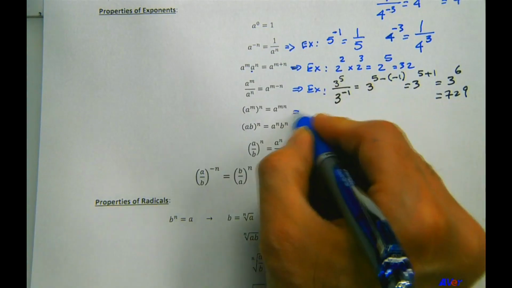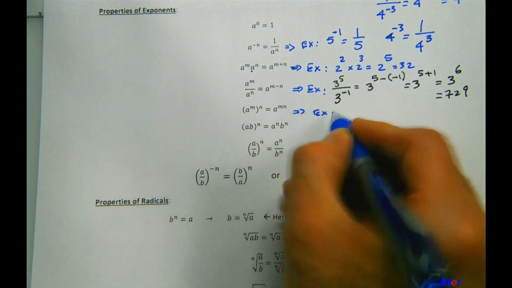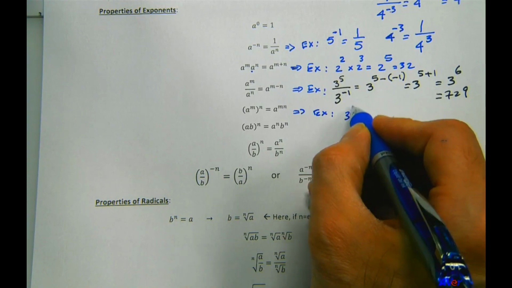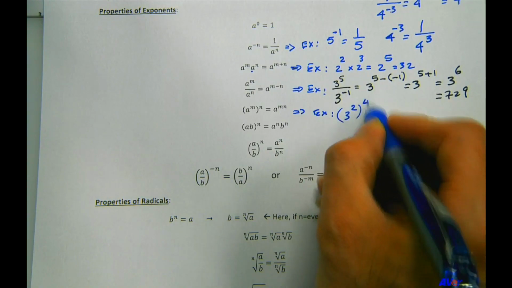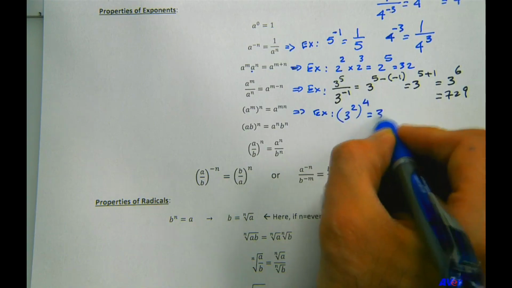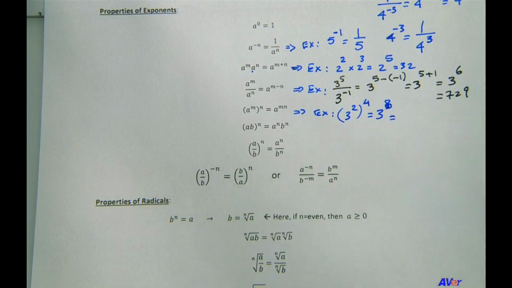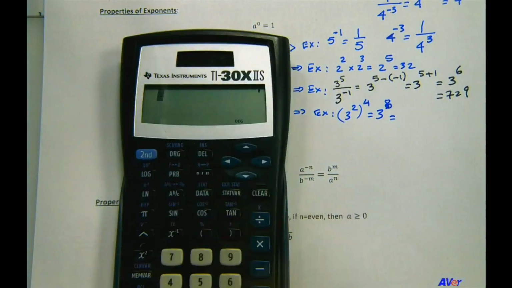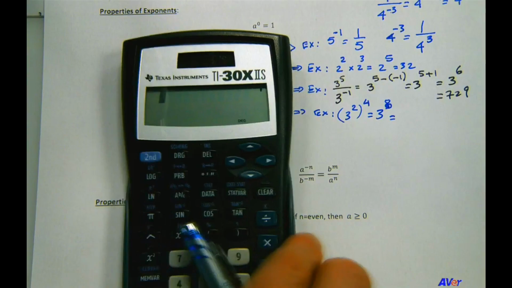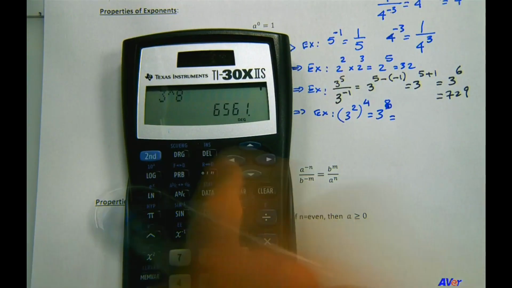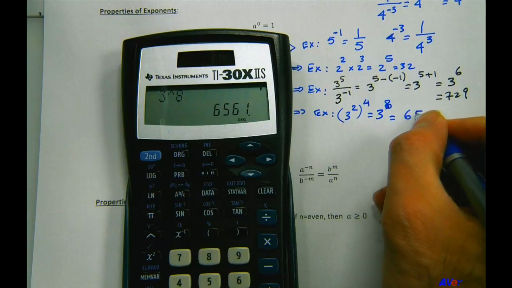So as an example, if you have, say, 3 squared to the 4th power, then multiply those, we get 3 to the 8th power. And what is that value? We can calculate it, which is 6,561.